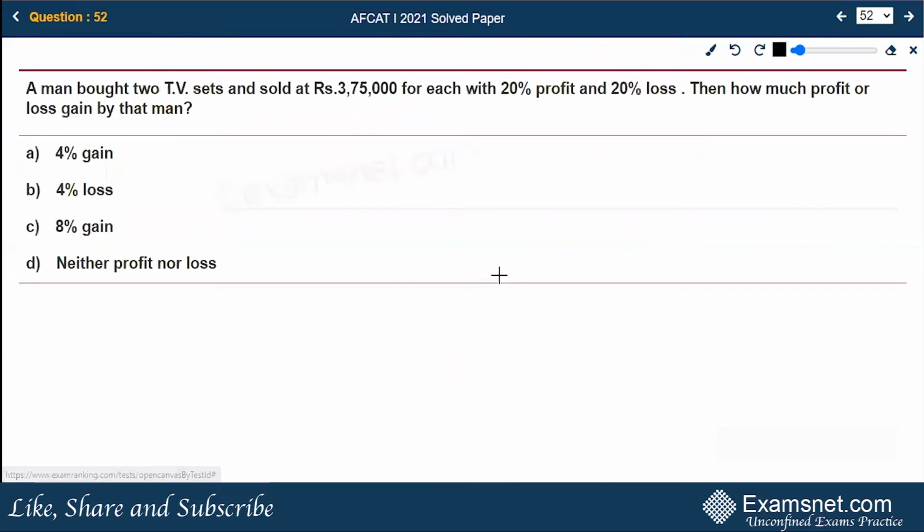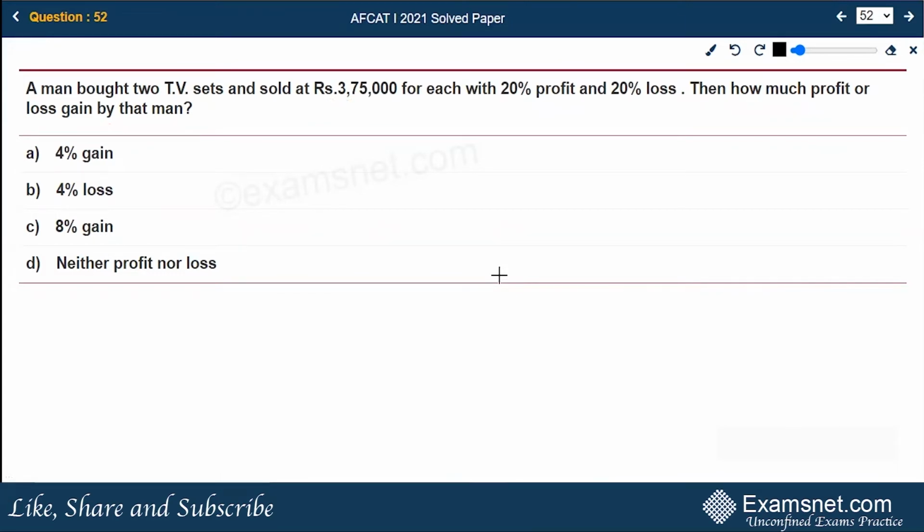Next, question number 52. A man bought 2 TV sets and sold them at this price, 3,75,000 for each, with a profit of 20% on the first one, and the second one is sold at a loss of 20%. So the question is, how much profit or loss was gained by that man in the total of the two transactions? Hope the situation is clear.